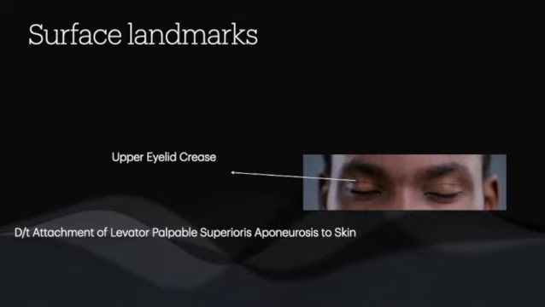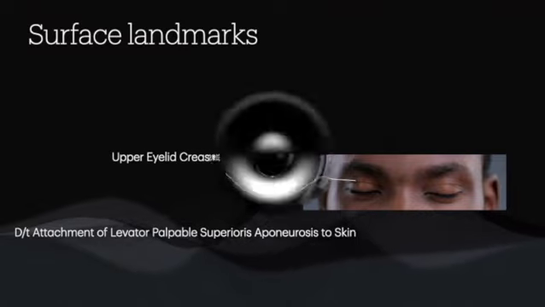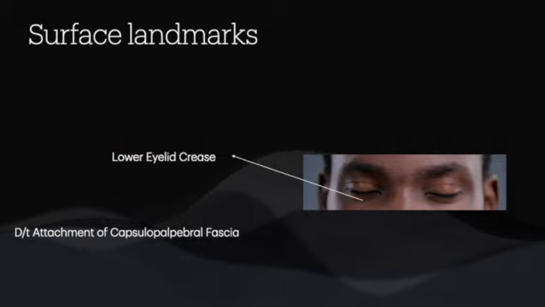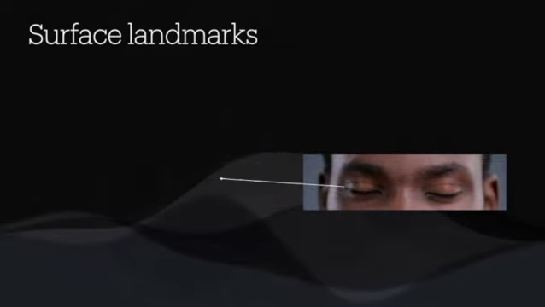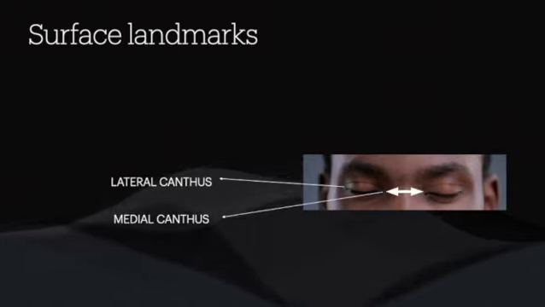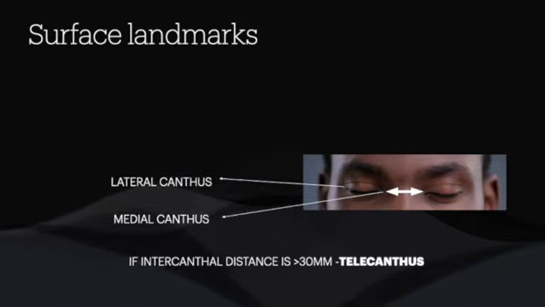This is the upper eyelid crease. It is formed due to attachment of the LPS aponeurosis to the skin. This is the lower eyelid crease. It is formed due to attachment of the capsulopalpebral fascia, but not due to the inferior rectus. This is the lateral canthus, and this is the medial canthus. The normal intercanthal distance is 30 millimeters, whereas if it is more than 30 millimeters, it is called telecanthus.